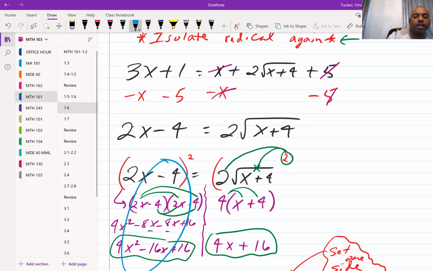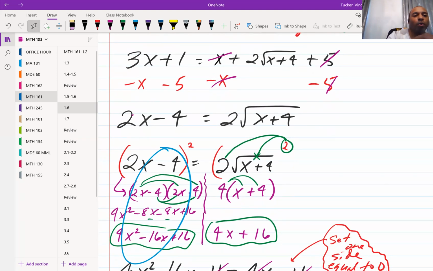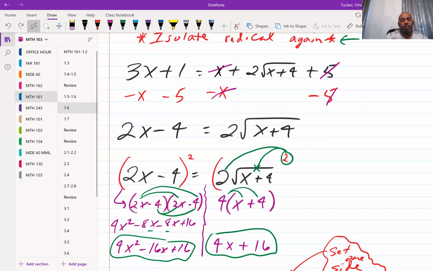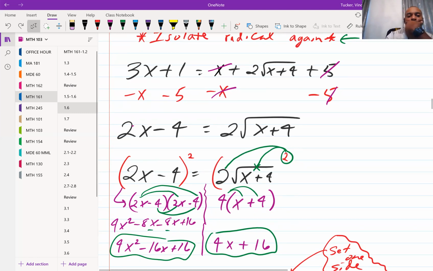And then on this left side, you're going to expand that. That's 2x minus 4 squared. So you foil that out, and that'll give you 2x minus 4 times 2x minus 4, which would ultimately be 4x squared minus 16x plus 16. So any questions on either one of those sides before we go any further? As far as squaring them. All right.